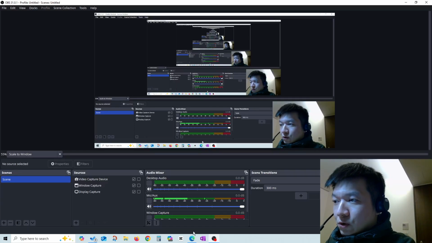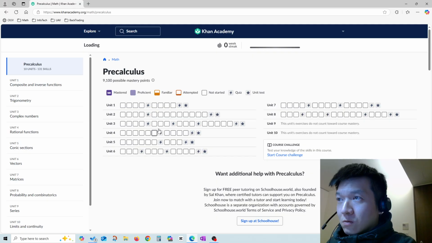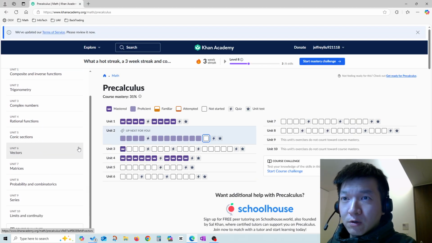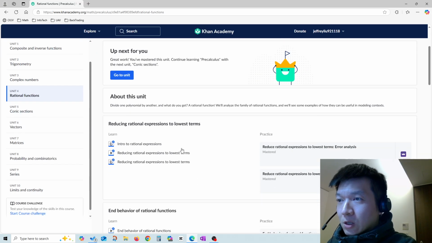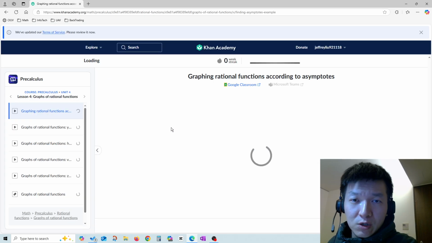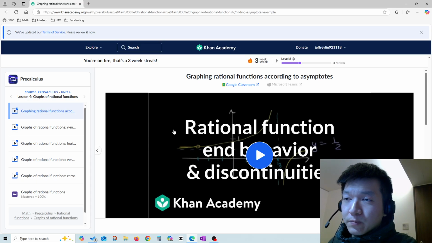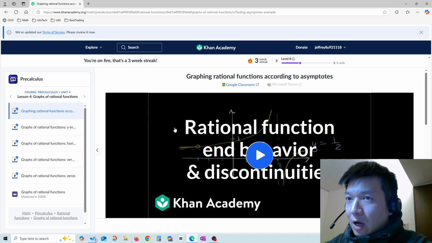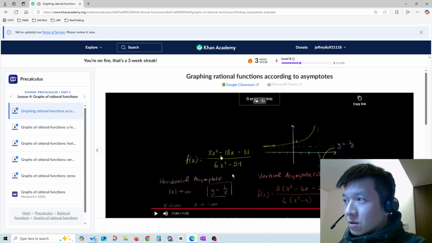Okay guys, we're doing pre-calculus and we're doing lesson 4 of rational functions, which is graphing. So what you're gonna do is first you have to find the asymptotes and any removable discontinuities, right? So how do you find this graph over here? Find this graph over here.